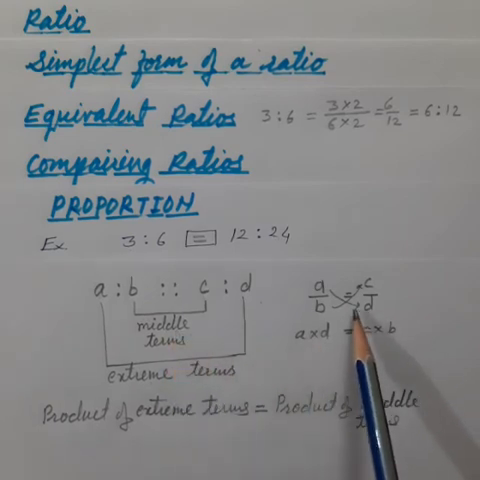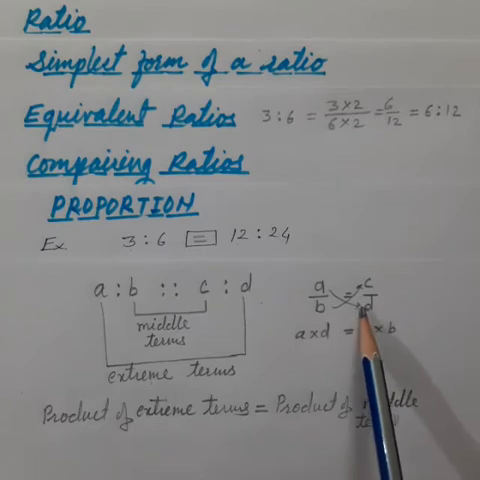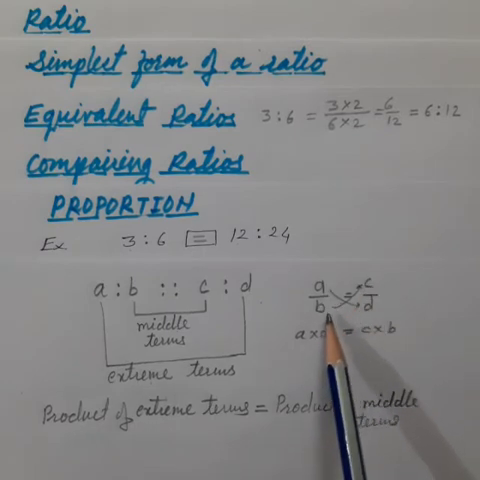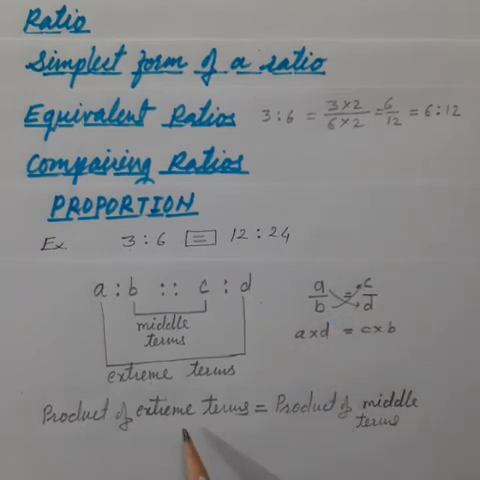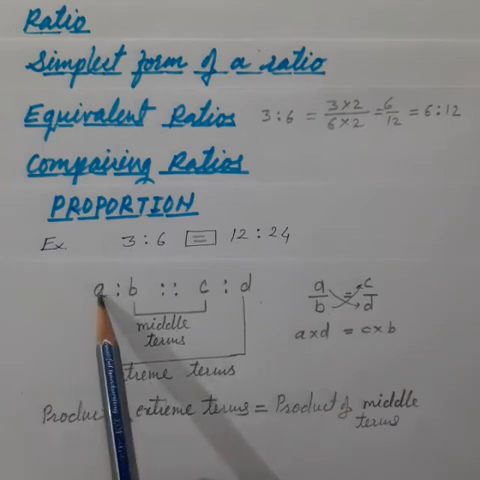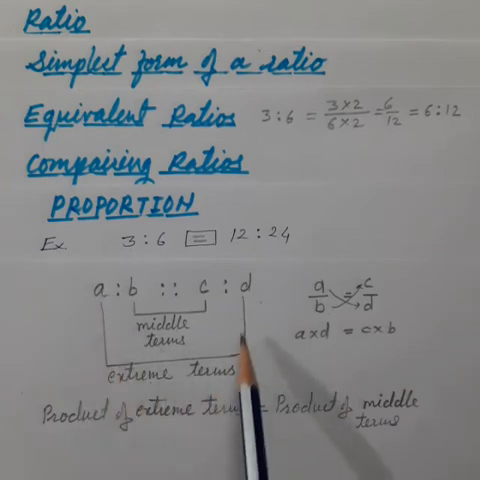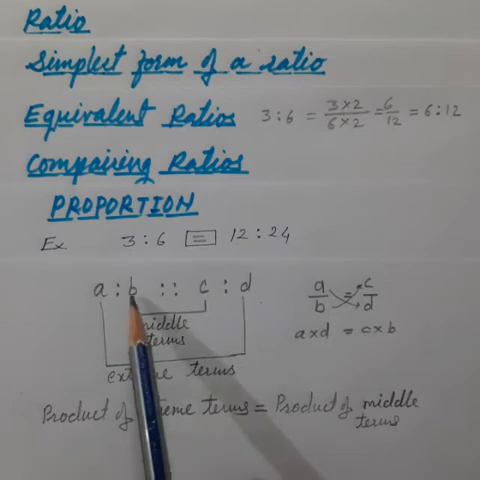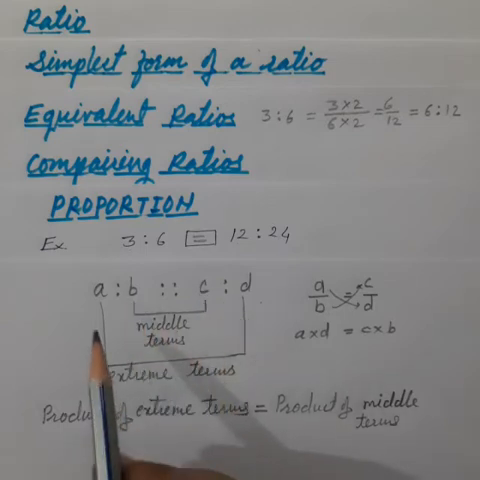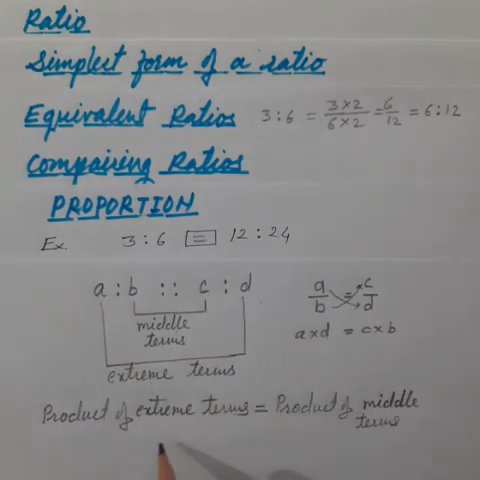When two fractions are equal or equivalent, we get cross product equal. In the same way here, the product of extreme terms is equal to the product of middle terms. Here A and D. So A into D is equal to B into C.